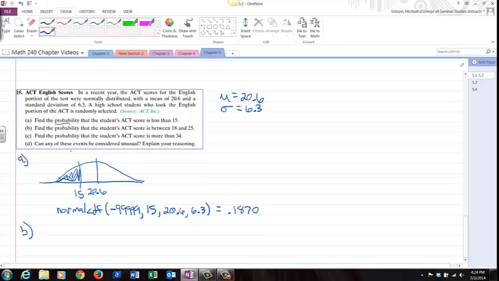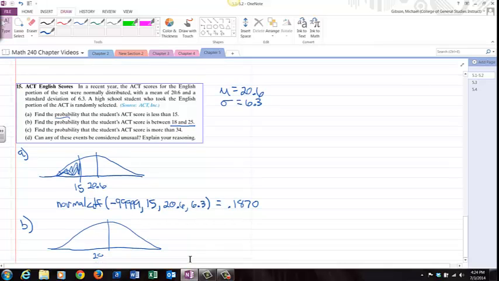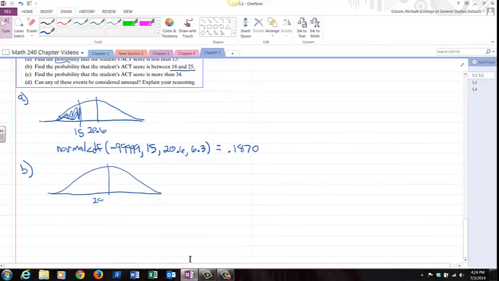All right, B. Find the probability that the student score is between 18 and 25. All right, so let's draw our picture again. We're still in this case where the mean is 20.6. So we're going to have to scroll this down a little bit here. There we go. We're still in a situation where the mean is 20.6, and we want between 18 and 25. So let's say 18, 25, right? We want that area. It's also that probability, right? Probability between 18 and 25.